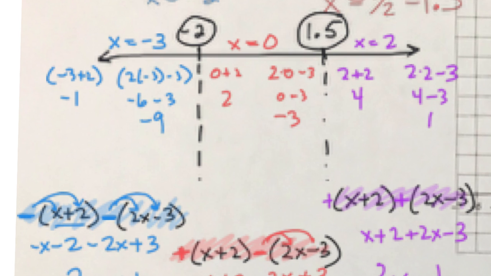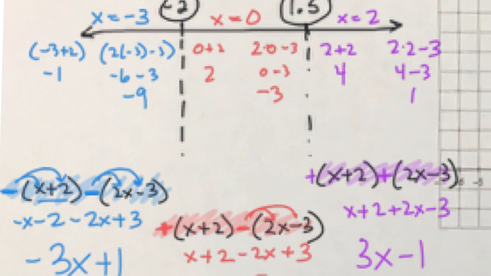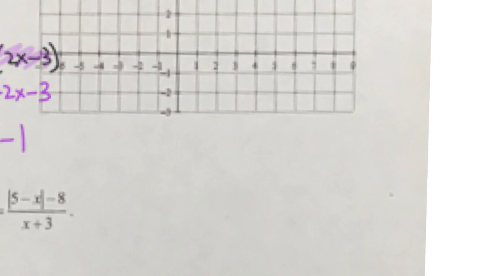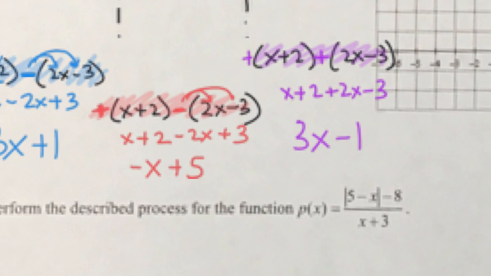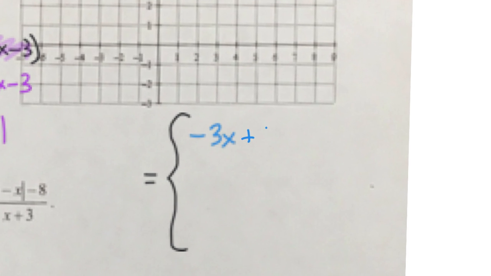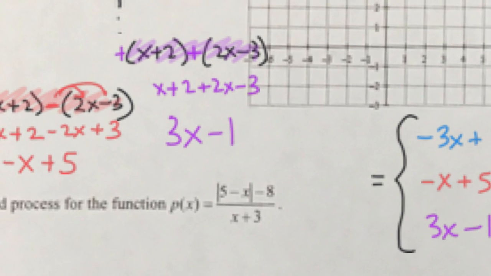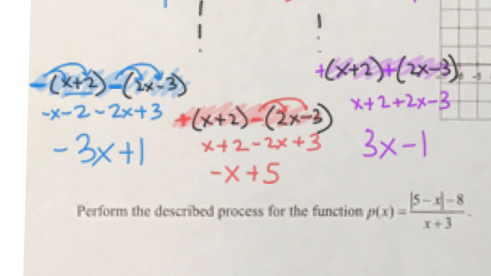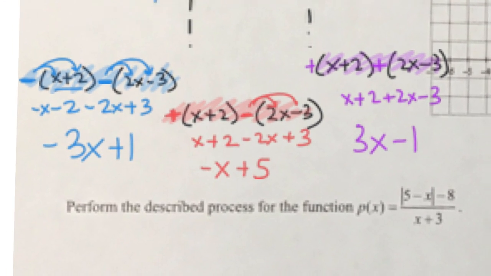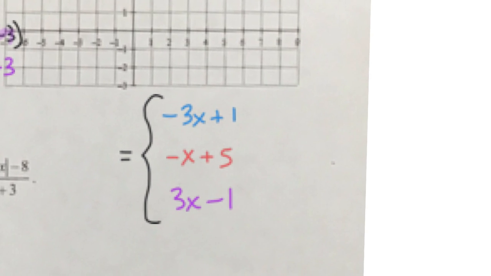So there are your 3 equations. Now we're going to take these equations and we're going to write them as a piecewise function, right? So here is your brackets. Okay, the left equation was the one in blue, negative 3x plus 1. Okay, and then your middle one was the middle, negative x plus 5. And then the right one is the bottom, so that would be a 3x minus 1. Those are your 3 linear equations that we came up with when we distributed those negatives and we combined like terms. Okay, now what about your constraint?